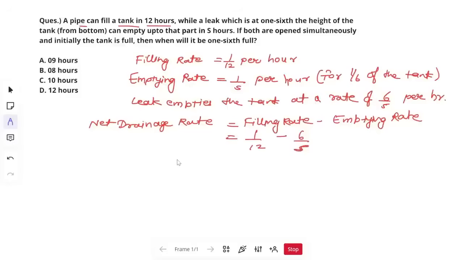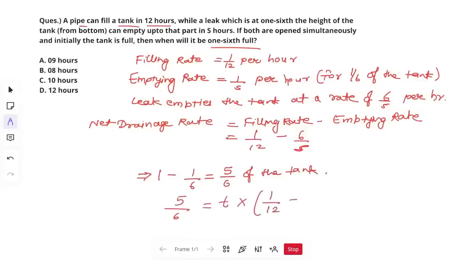Now what we have to find is the time to reach 1/6 full. Okay. Because that is only what we have to find. So how we will calculate is, the tank starts full and must reach 1/6 full, right? So the amount of water to be lost is 1 minus 1/6, which is going to be 5/6 of the tank. Okay, this much amount needs to be lost. Which is 5/6, we will say, T into 1/12 minus 6/S, which is our net drainage rate. That is T into our net drainage rate.